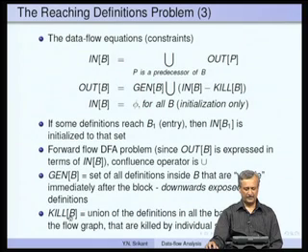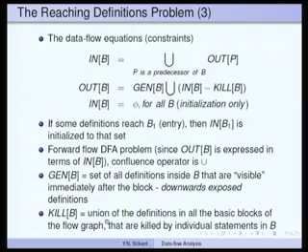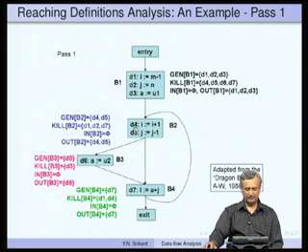Kill B, there is a small problem which is interesting. It is the union of the definitions in all the basic blocks in the flow graph that are killed by individual statements in B. Let us look at this particular block B2. It defines i and defines j. We will say that the kill set for B2 consists of all the statements in the other blocks B1, B3 and B4, which actually define i.